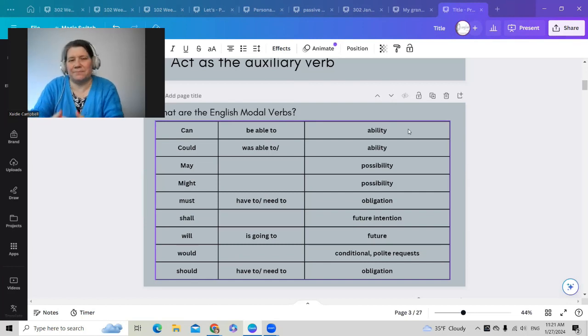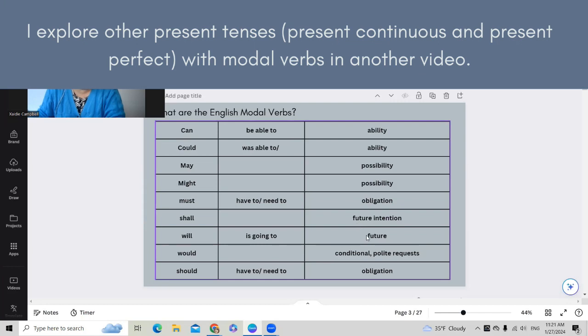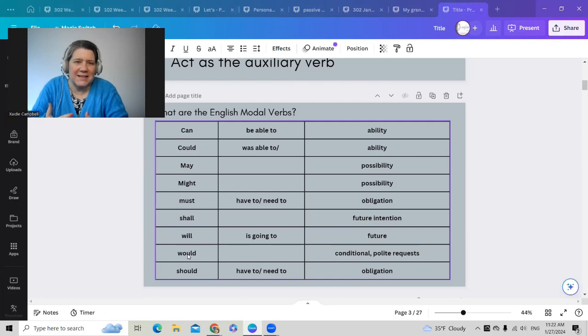Modal verbs can express ability, they can express possibility, they can express obligation, as in must or should. They can express future intention, as in shall or will. And they can express conditional and polite requests. We use would and could. Some people will say that those are the past tense forms of will and can. However, that's not always true.